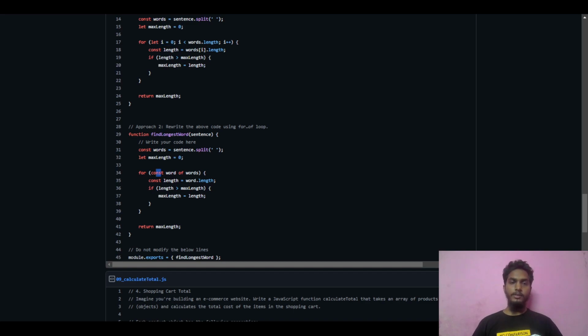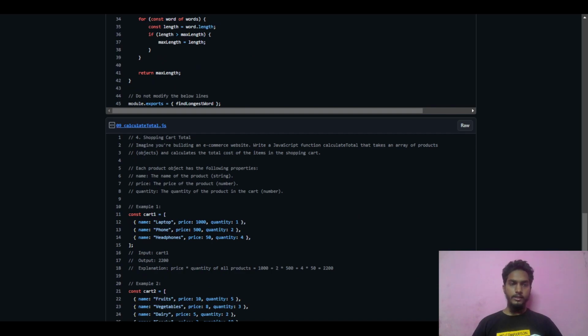What the for...of loop does is, whenever we give it iterables like arrays, it returns the current item. So we don't need to write words[i] to get the current item. Then we are again storing the length with word.length. Then again we are checking if the length is greater than the max value. Then we are replacing the max value and returning the max length.